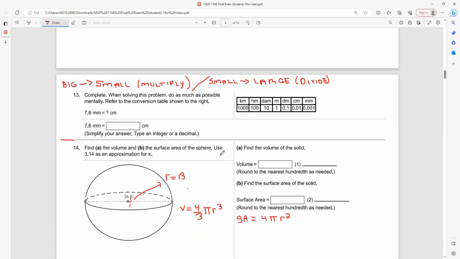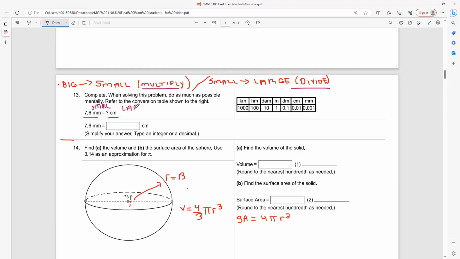All right, number 13, when solving this kind of problem, you want to think about what you're being asked to do. So some notes to keep in mind: if you're changing a larger increment to a smaller increment, like if you're going from feet to inches, you want to multiply. If you're moving from a smaller increment to a larger increment, so let's say you're going from feet to miles, you want to divide. In our situation, we're changing from millimeters to centimeters. Millimeters are smaller than centimeters, so we're going from small to large. Therefore, we should be dividing.